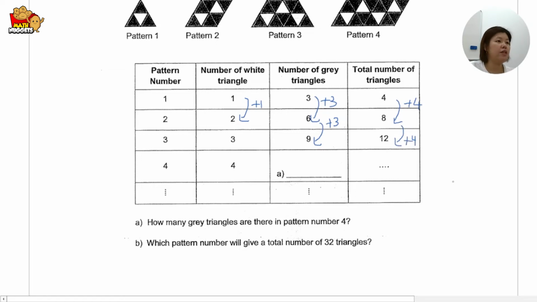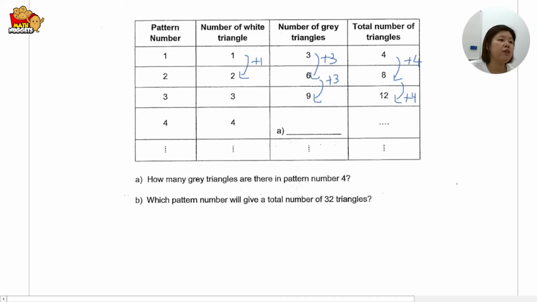Okay, so now let's move on here. How many gray triangles are there in pattern 4? Okay, so since this is plus 3, this is 12. And which pattern will have a total of 32 triangles? So since 32 triangles is here, and each time I move is 4, I will take 32 minus my first pattern total triangles, which is 4, equals to 28.